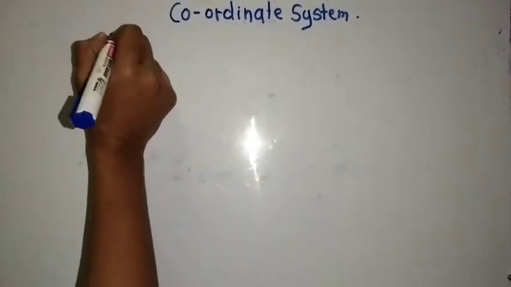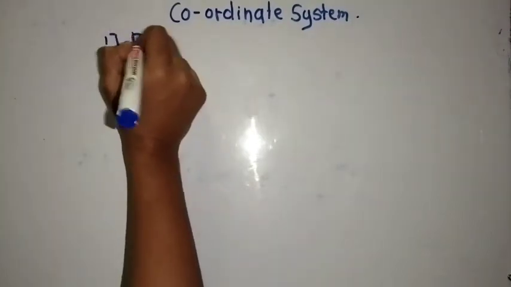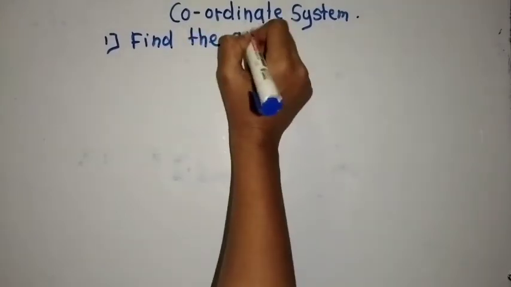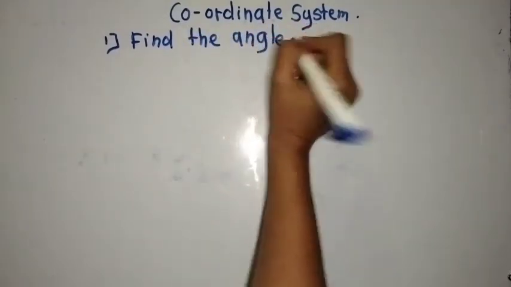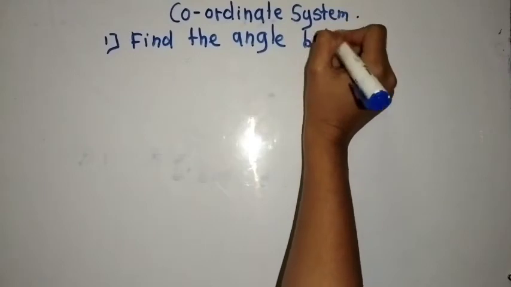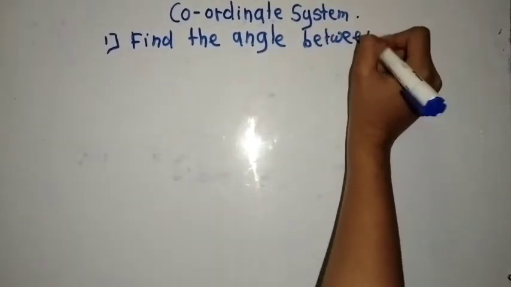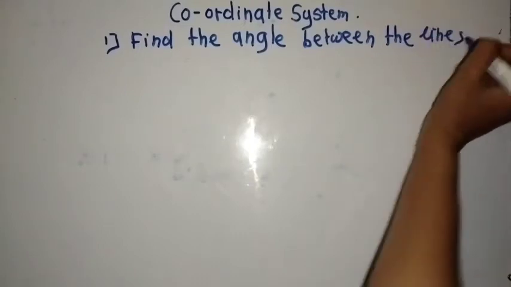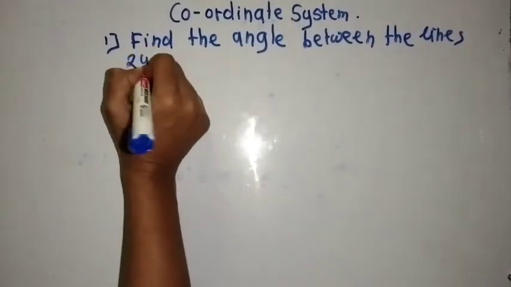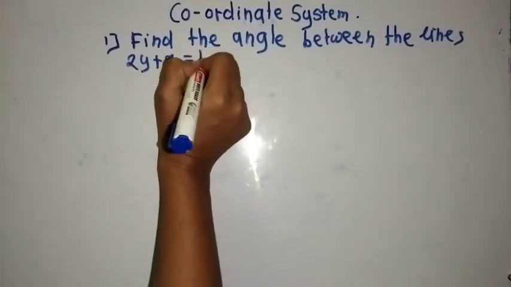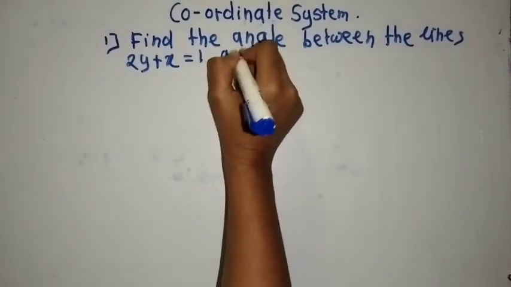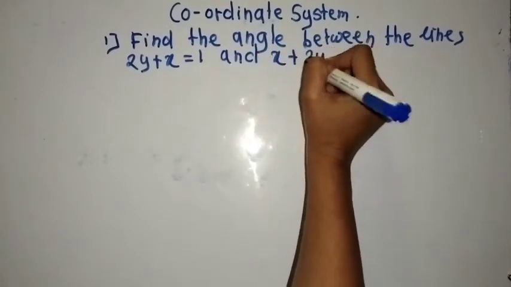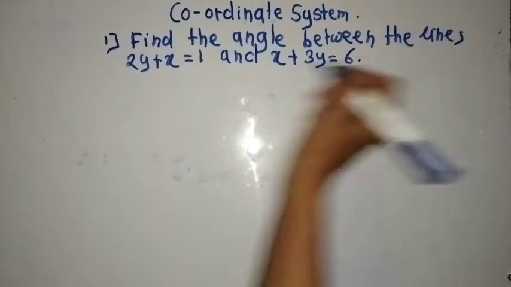Here the first example is: find the angle between the lines 2y plus x is equal to 1 and x plus 3y is equal to 6.